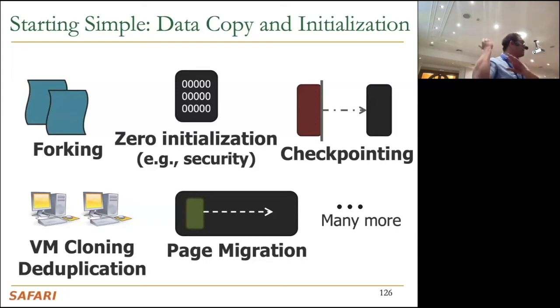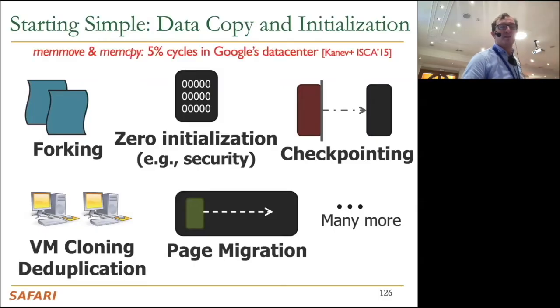That's one example. There are many, many other examples. If you're starting a database and the database happens to be 20 terabytes, you initialize it. And today it takes a long time because you need to really make sure that zeros, again, for privacy and security purposes in general. And Google, in their beautiful paper that I mentioned earlier in 2015, basically said these two function calls, memmove and memcopy, take approximately 5% of the cycles in their entire data center. I think this is fascinating.